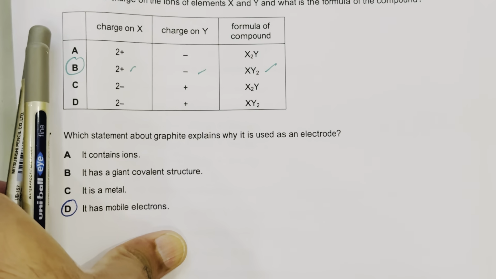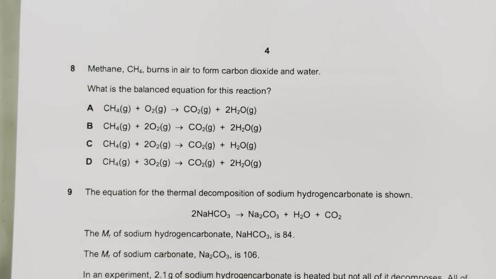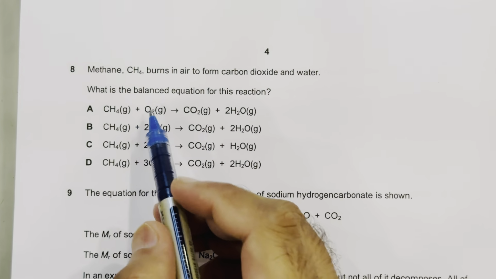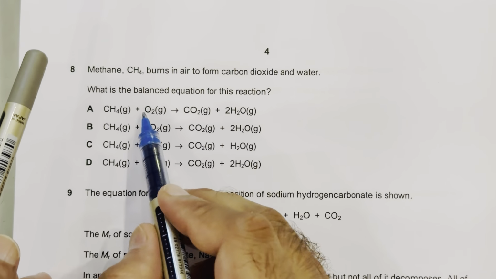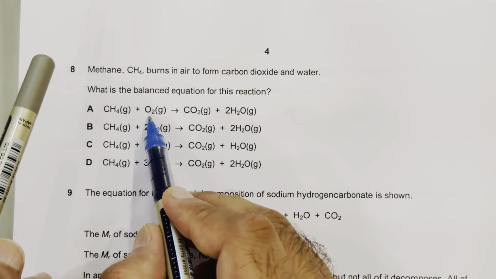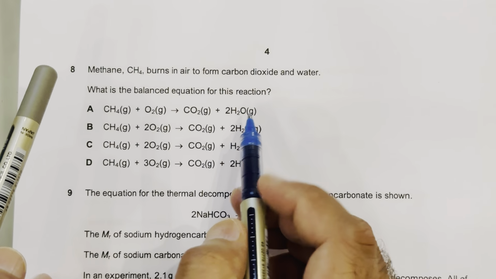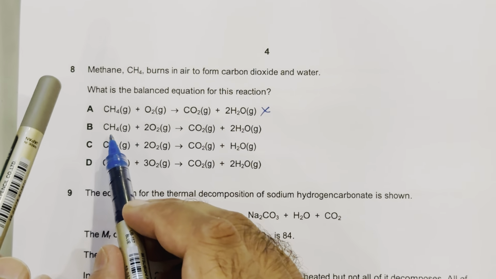Moving to question number 8. Question number 8 is that methane, CH4, burns in the air to form carbon dioxide and water. What is the balanced equation for this reaction? First we need to check carbon: it has only one atom and carbon one. Now we need to check oxygen: we have 2 and over here 4. So option A is wrong.